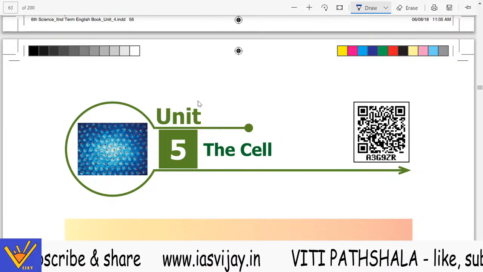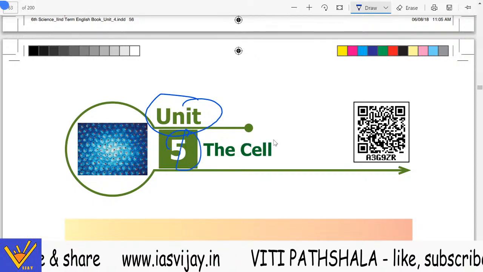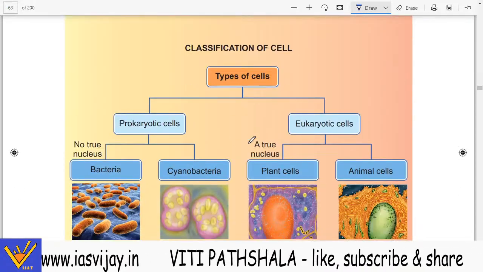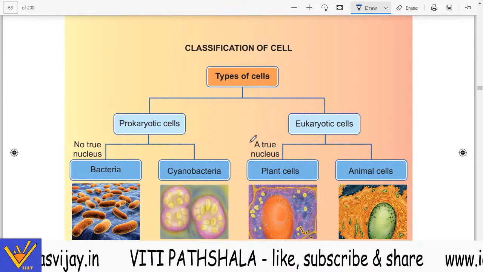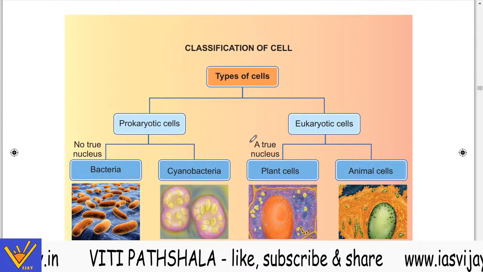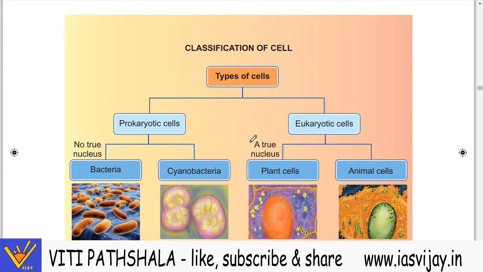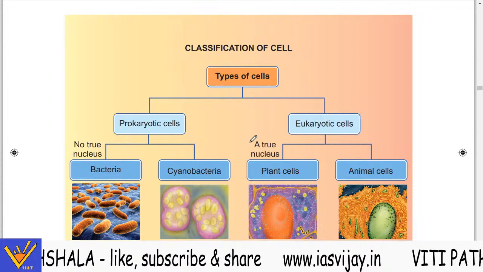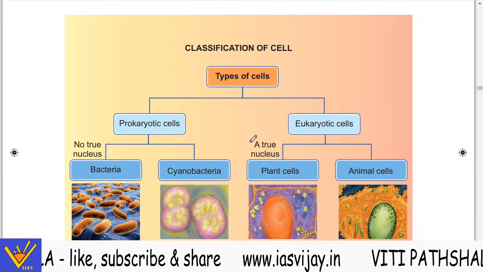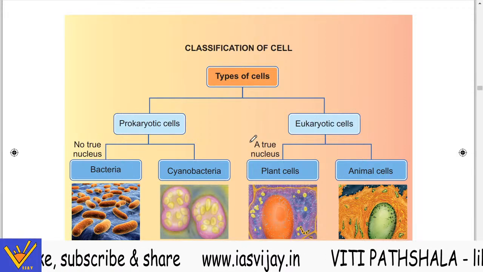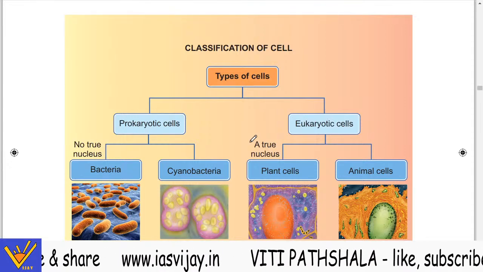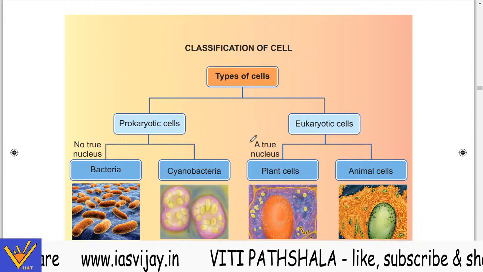Now, this is unit number 5, the cell. Now this chapter, they have made you visualize this chapter in a very good manner. So it is very good for you because they have shown you the chapter visually. You will find the beautiful diagrams in this chapter. So let us start with the first chapter, that is the cell.